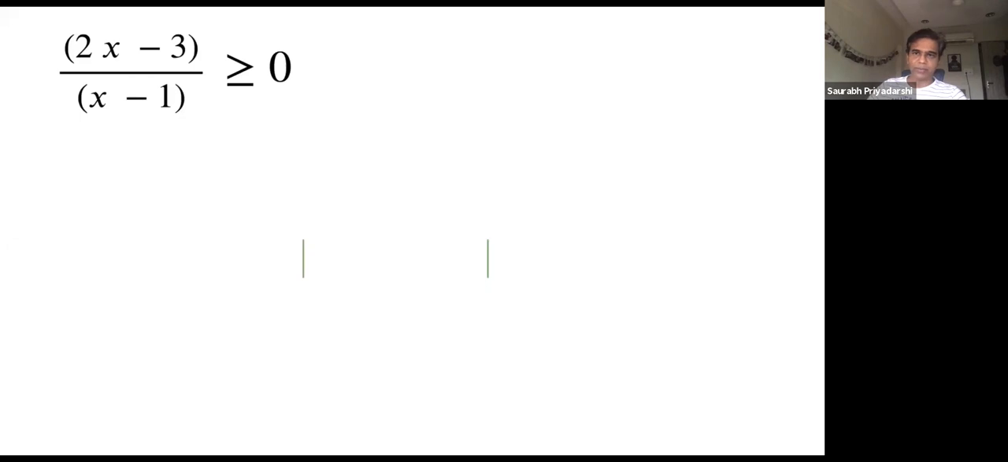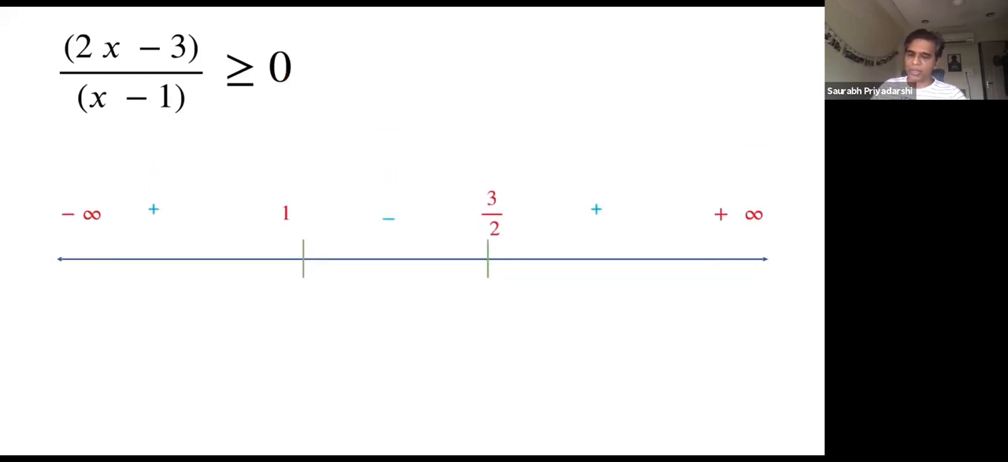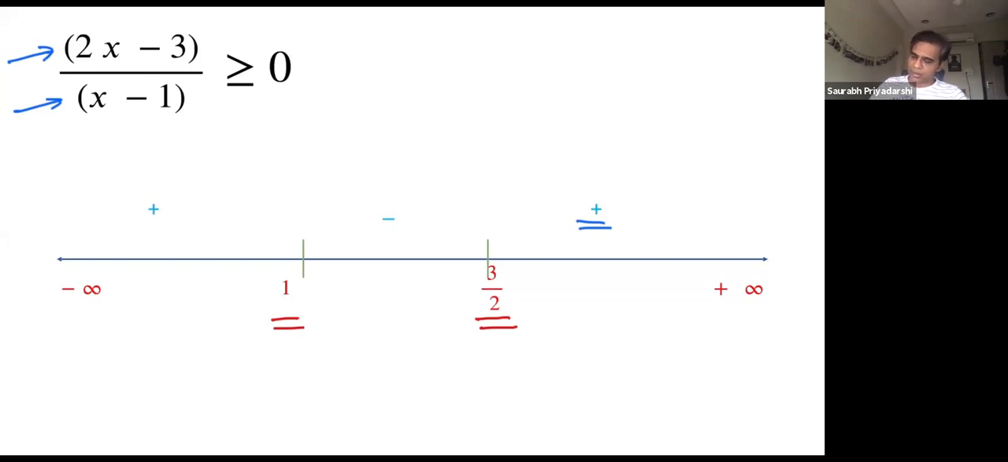Same thing, right? Number line, we have to see where this will be positive and negative. 3 by 2, 1, right? Any value greater than 3 by 2, this will be 0 at 3 by 2, this will be 0 at 1. दोनों number मैंने mark कर दिए. Any value greater than 3 by 2, let's say 5: 10 minus 7, 5 minus 1. This is positive, negative, positive.